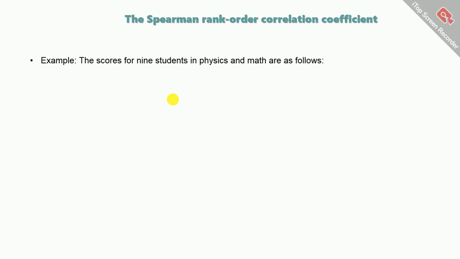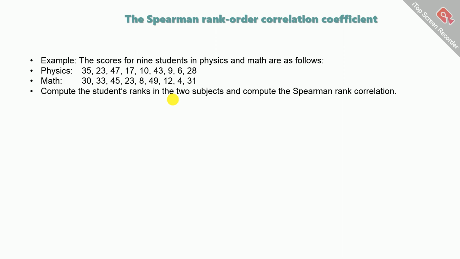Let me share with you a small example to explain how Spearman's rank correlation coefficient can be computed manually. Let us suppose there are 9 students who took exams in physics and maths, and their scores are as follows. These are the scores of 9 students in physics and maths respectively. Now we may compute the students' ranks in the two subjects and compute the Spearman rank correlation as follows.